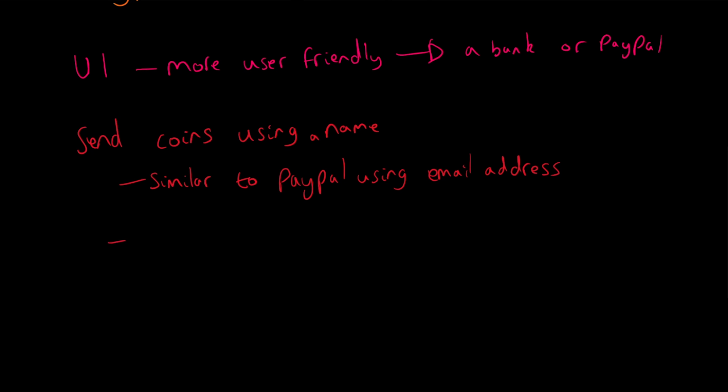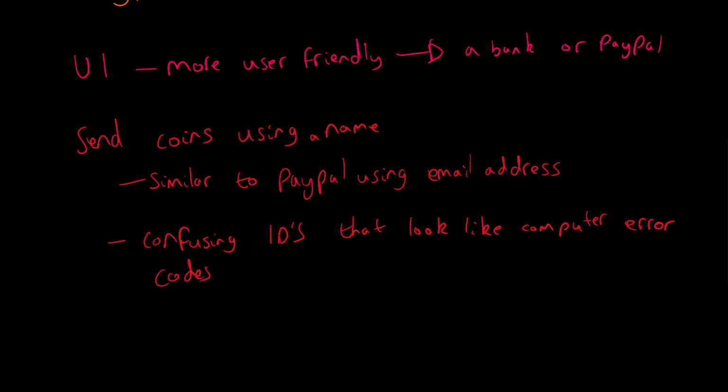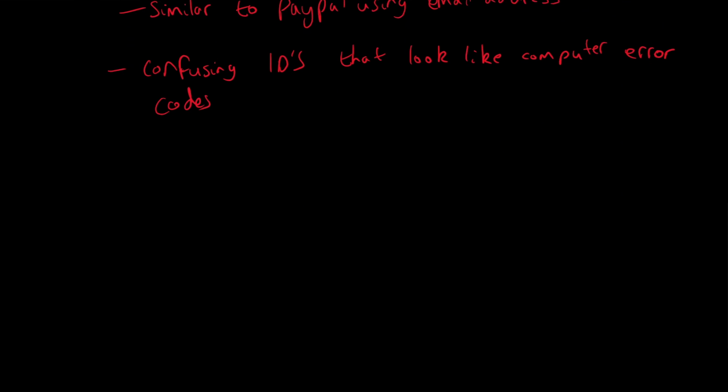So it doesn't have confusing IDs that look like computer error codes, which frankly Bitcoin's sort of do, and that is quite a negative aspect of Bitcoin. It's also much faster than Bitcoin. That's another reason why you might want to use Dash, and how it differs from Bitcoin.